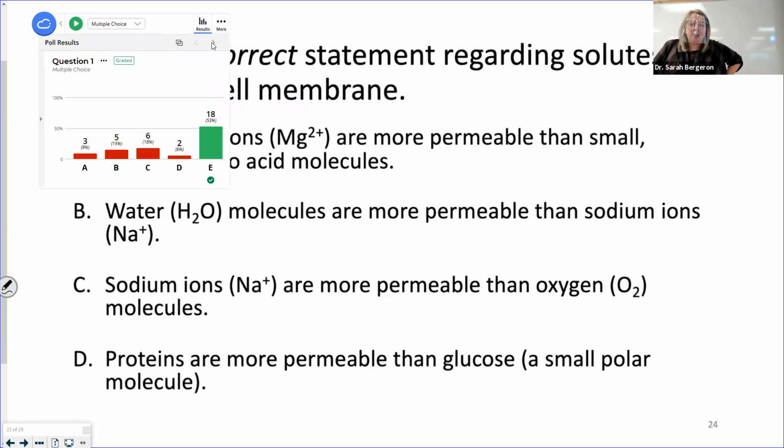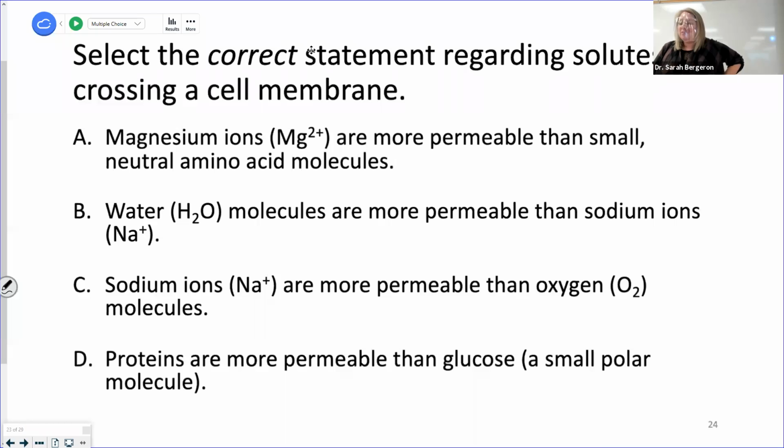All right, so what did we say? Okay, good. So it is B. Oh, 100%. Awesome. I love seeing that. All right, so let's look at each one because I just kind of want to address each one. Magnesium ions, Mg2+, are more permeable than small neutral amino acid molecules. Why is this one not true? Smaller neutral would be more permeable. So you could change this just by saying less, right?